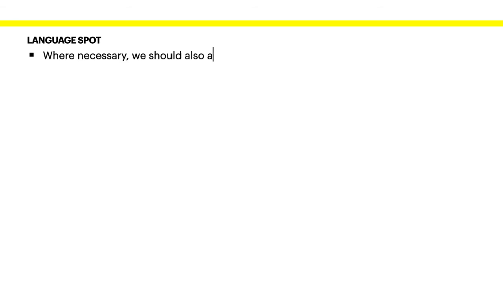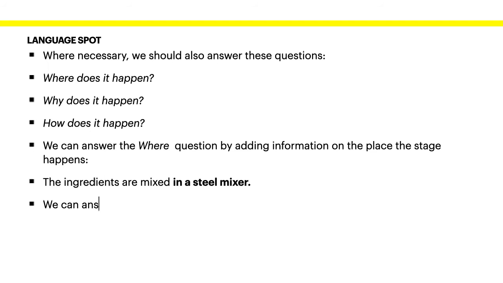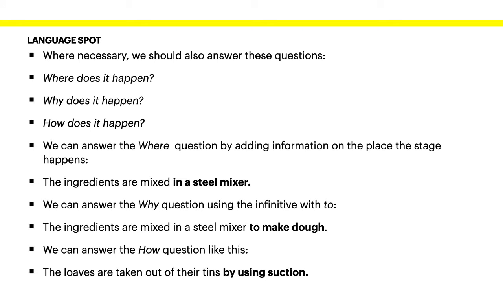And where necessary, we should answer these questions. Where does it happen? Why does it happen? And how does it happen? We can answer the where question by adding information on the place the stage happens. For example, the ingredients are mixed in a steel mixer.